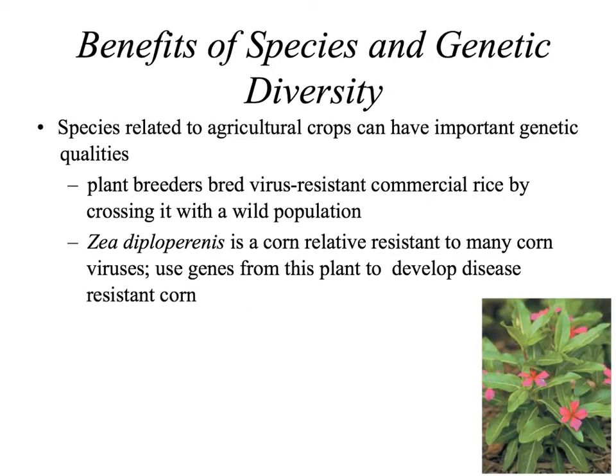We can also use diversity at a genetic level. Wild populations of plants are often more diverse than our agricultural crops. Plant specialists and agriculturalists, farmers included, often take wild plants and crossbreed them with our agricultural crops to help increase things like virus resistance in our commercial rice.